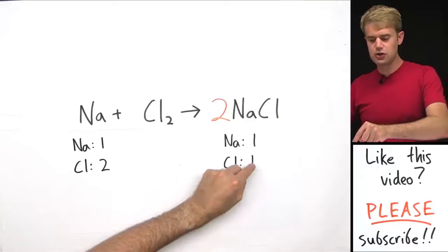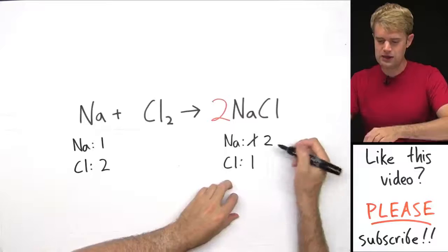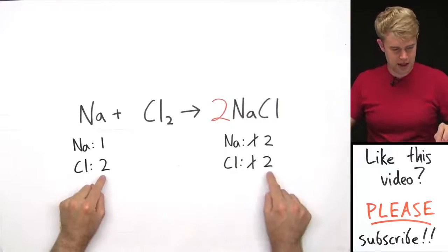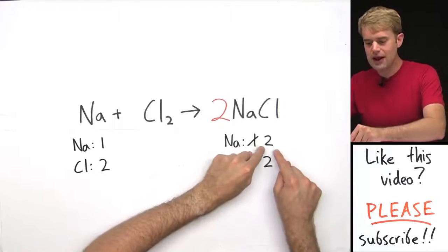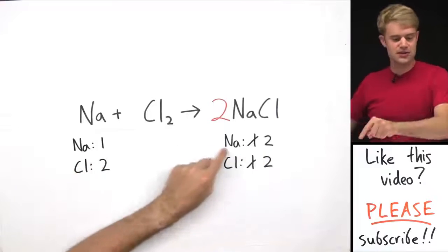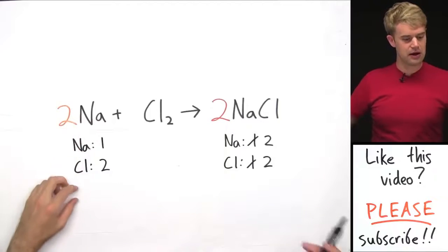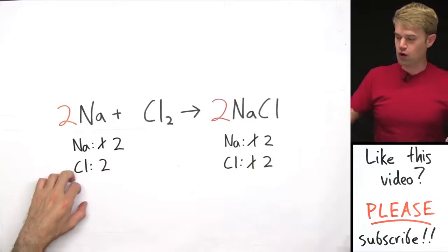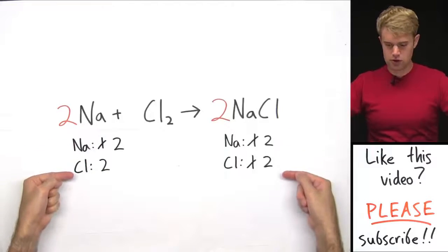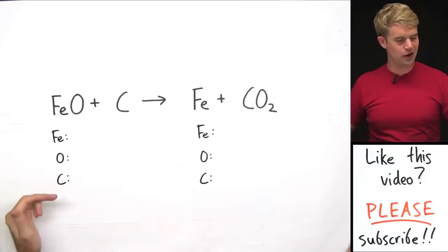Okay, that's going to give me 2 Cl, but look what else it's going to do. Now I have 2 times Na, so I have 2 Nas. I also have 2 times Cl, so I also have 2 Cls. So now the Cls balance. But now I have 2 Nas, 2 sodium on this side, and only 1 on this side. So now to balance this out, I'm going to put a 2 in front of this Na here, and now I have 2 of these. So now on both sides of the equation, I have 2 sodiums and 2 chlorines. The equation balances.